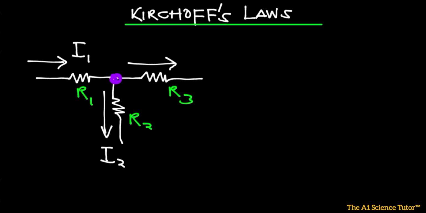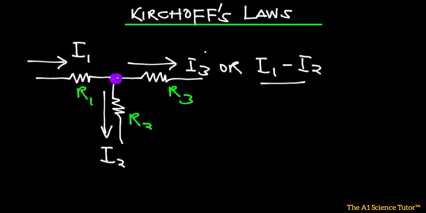So we know that if you take I2 away from I1, you're going to find the amount of current that goes through I3, right? So we could say this is I3, or we could say this is I1 minus I2. Whichever way you want to call it, that is going to be correct.